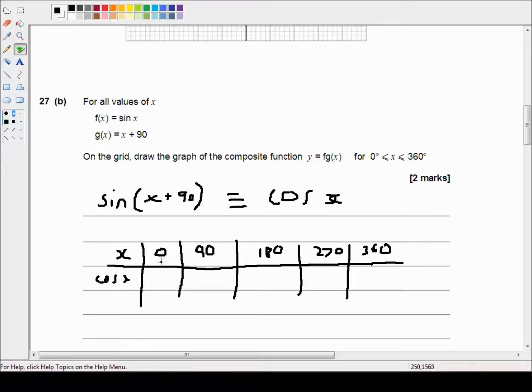Okay, so we know from our unit circle the cosine of 0 is 1. The cosine of 90 is 0. The cosine of 180 is -1. The cosine of 270 is 0. And the cosine of 360 is 1. Of course, you can just use your calculator, just make sure they're set to degrees.